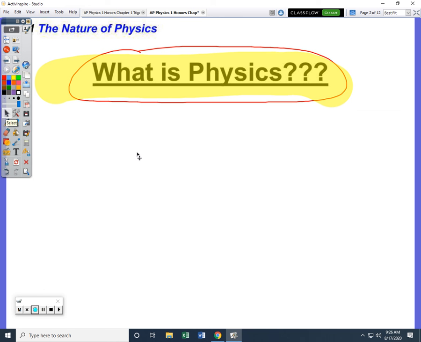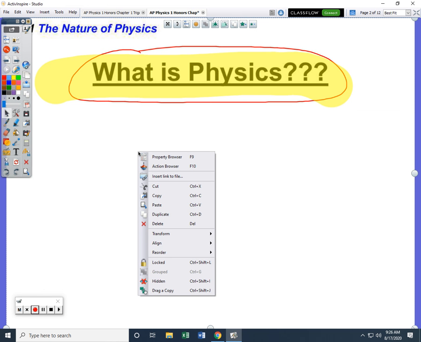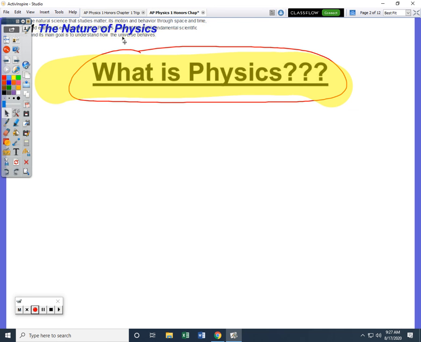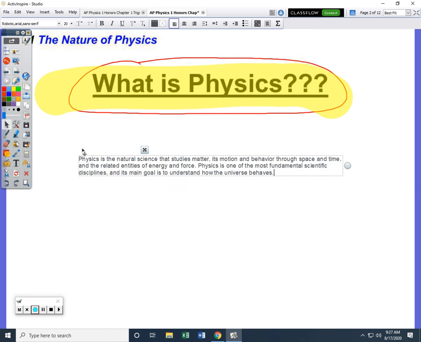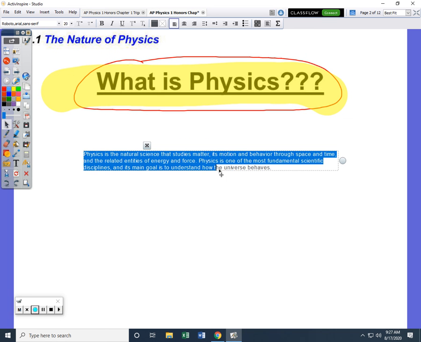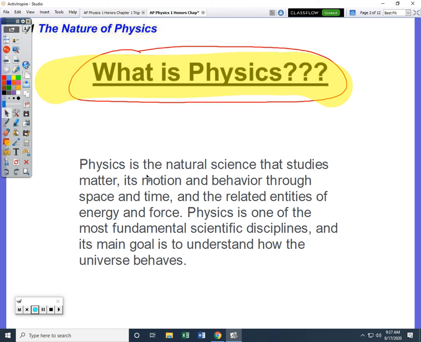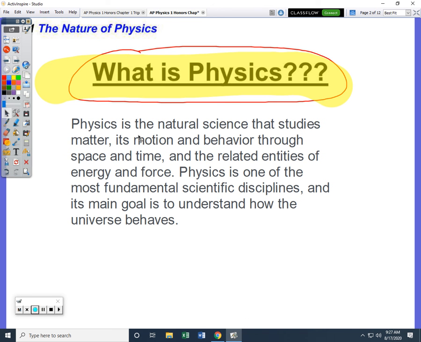So let's do a quick internet search and see what they have to say about it. One of the things that you will find is this is what they will come up to describe what exactly physics is. So this is what we're going to take a look at as our definition. Physics is a natural science studying matter. It's going to study motion. Those are key things. And its behavior, related to different entities such as energy and force. Those are going to be big ones throughout the year.